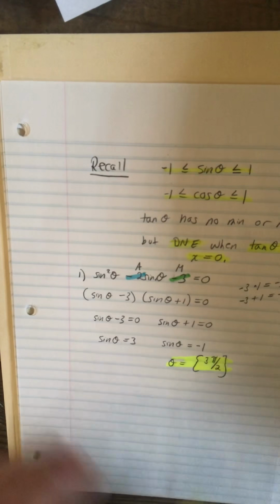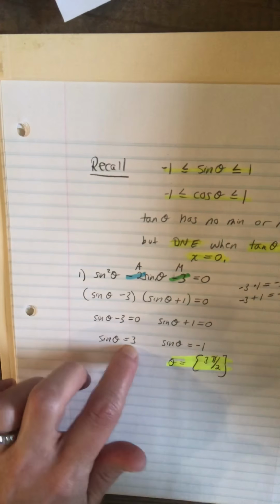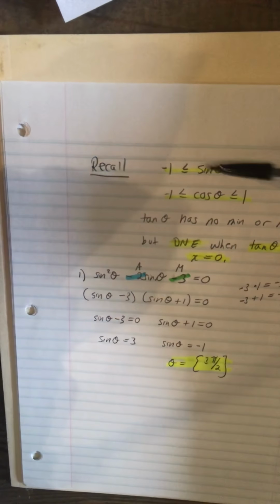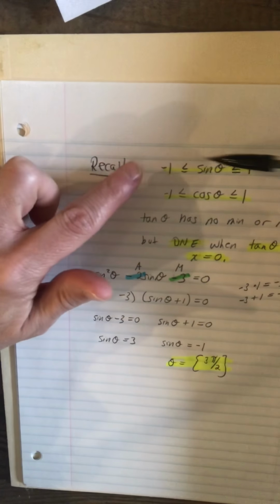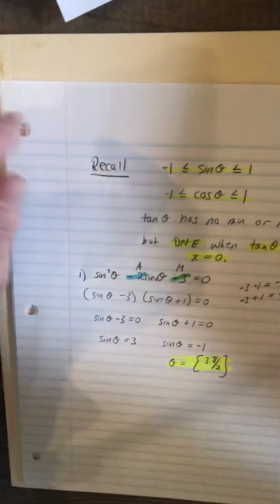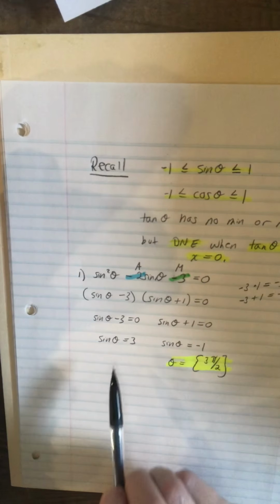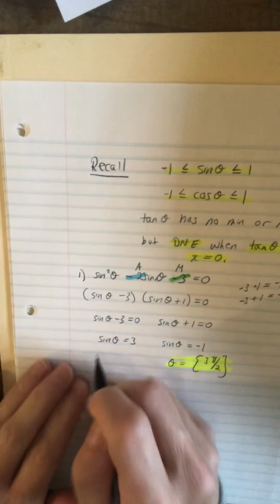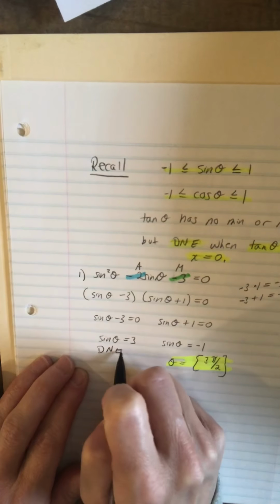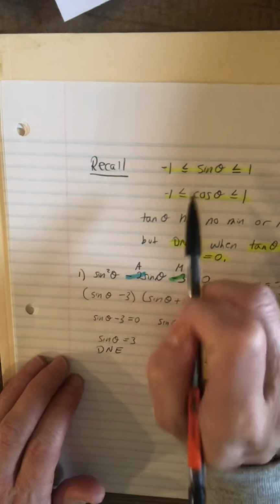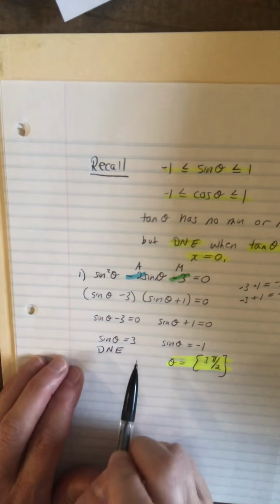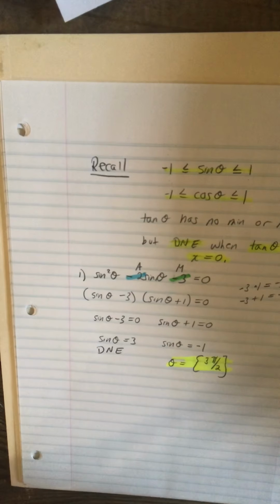What about over here? Sine theta equals 3. What did we say sine has to be between? Sine has to be between negative 1 and 1. Can sine theta ever be equivalent to 3? No, this does not exist. Sine theta must be between negative 1 and 1. If you get a value for sine that is not between negative 1 and 1, that answer does not exist.